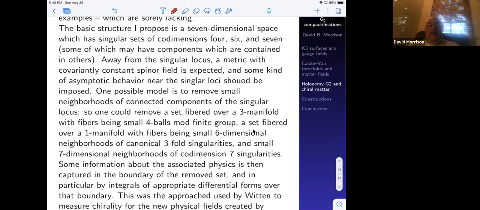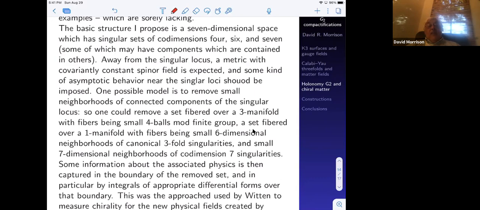One possible way of modeling these things would be to remove small neighborhoods of connected components of the singular locus. Then we would have a set fibered over a 3-manifold with fibers being small 4-balls mod a finite group. That's what we're removing for the codimension 4 stuff. A set fibered over a 1-manifold with fibers being small 6-dimensional neighborhoods of canonical 3-fold singularities. That's what I would remove in the Calabi-Yau 3-fold case. And small 7-dimensional neighborhoods of codimension 7 singularities. Since I don't really have a good way of getting a handle on all of those yet, I would just be able to make that statement at the moment.